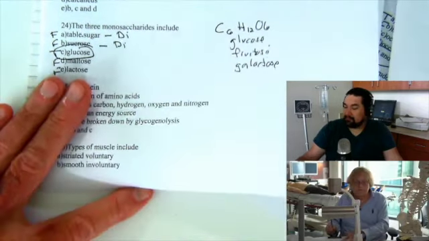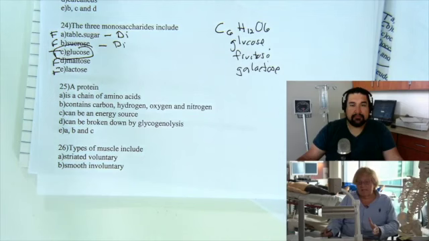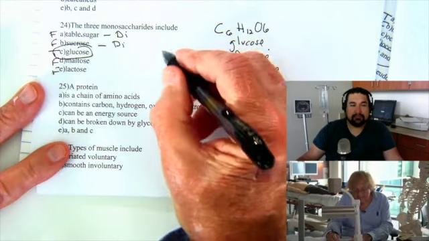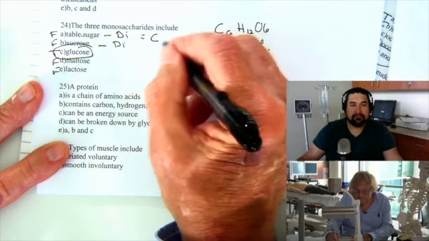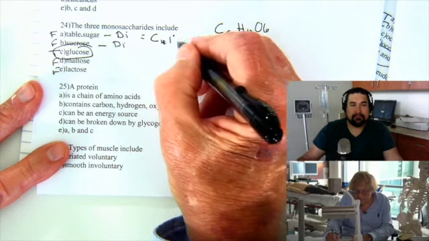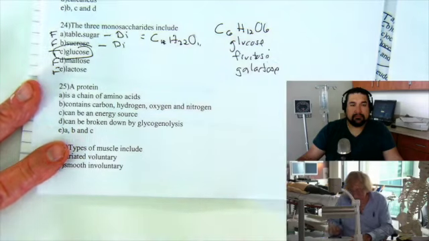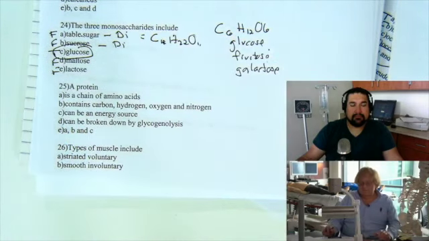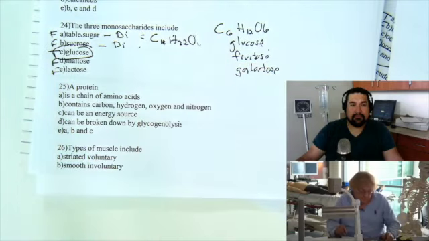So just remember, C6H12O6, that's my 3 monosaccharides, glucose, fructose, and galactose. Think of table sugar as being a disaccharide. Remember, di is going to be C12, H22, O11. So remember, that's the difference between a mono and a disaccharide. Always think of that as the word sucrose.